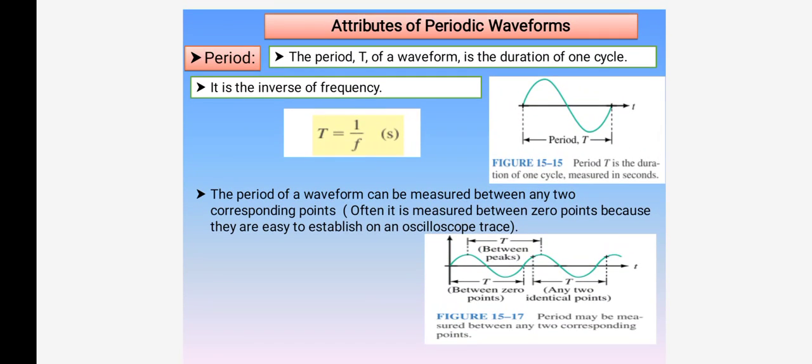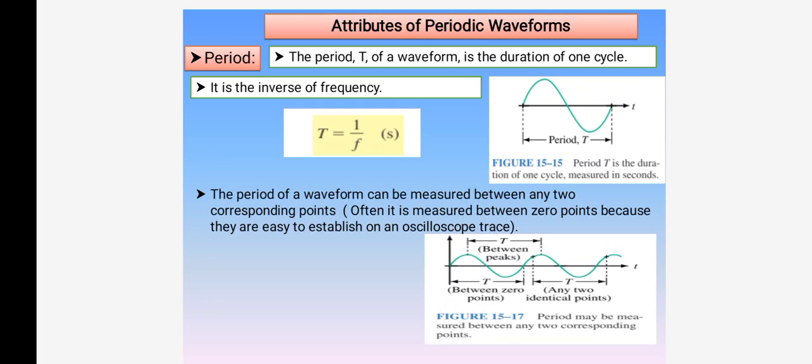Then the time period T, the waveform duration of one cycle. The total T is nothing but one full cycle. The waveform starts from 0, again comes to 0, again starts and again comes to 0. So there are 3 zero crossing points in one full cycle. T equals 1 by f, where f is the frequency. T should be measured in seconds.